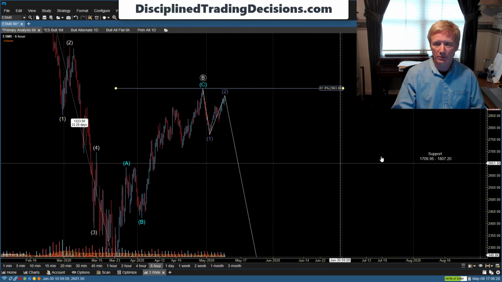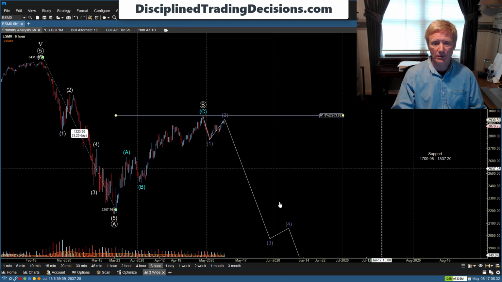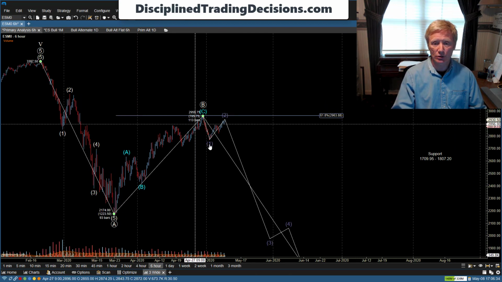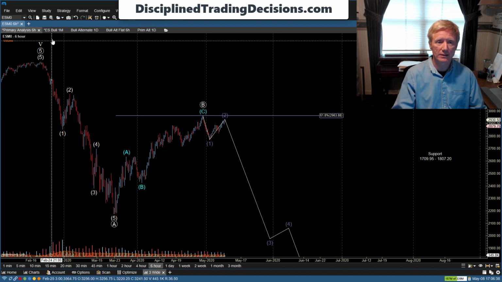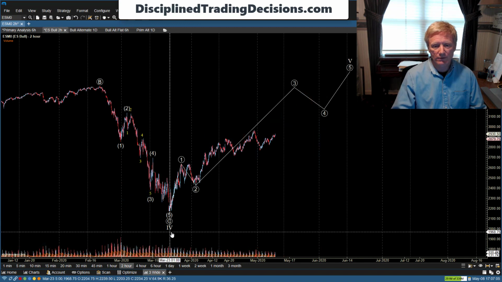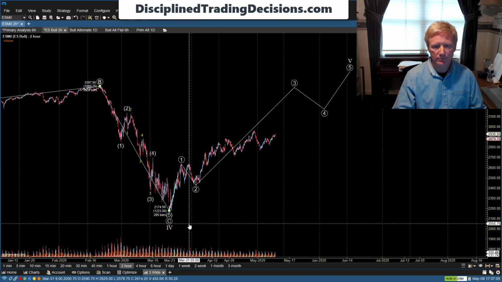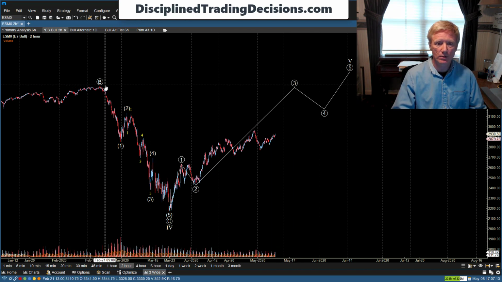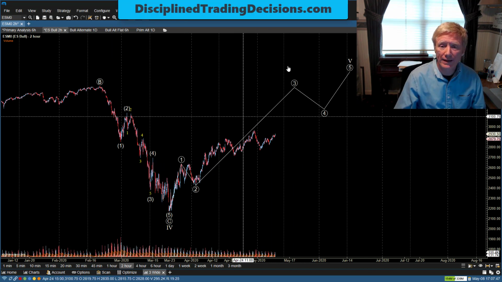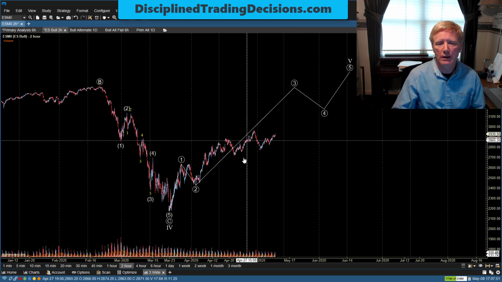Otherwise, this count is incorrect. And if this is not an ABC correction, if this is actually a 4th wave down here, let's take a look at that. So if this is wave 4 here, we had this expanded flat, wave 4, then we're expecting 5 waves up to break this high, whether that's going to be an impulse wave or maybe a diagonal.